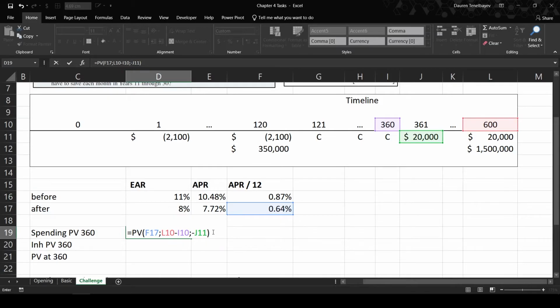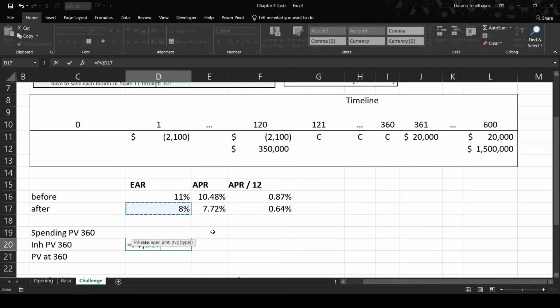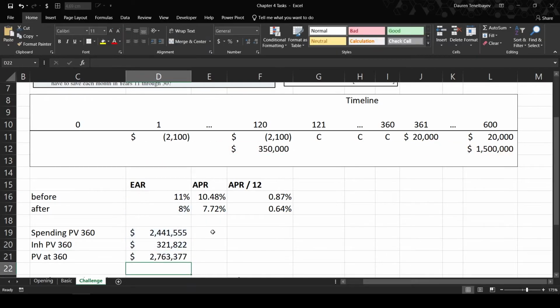So we use a negative sign not to have a positive present value. And for the inheritance, it's just a lump sum. That's why we use our annual measures. Again, the formula for PV: rate is 8%, NPER is 20, as it is given in the text. Then we don't have payments, and then negative 1,500,000. This is the amount of inheritance. So actually, at retirement, he needs 2,763,000.